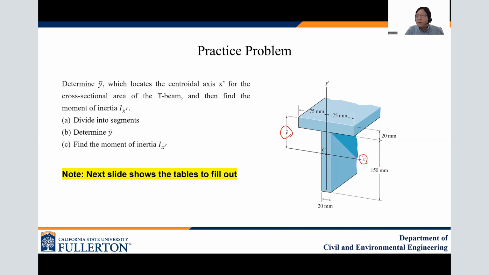And then to solve this problem, you need to divide into segments and fill in the table for the centroid and determine the centroid. After finding the location of the centroid, you can calculate the moment of inertia about x prime. So that is the procedure: divide into segments, determine the y prime, the centroid location, and after that, you can find the moment of inertia, Ix prime, using the parallel axis theorem.